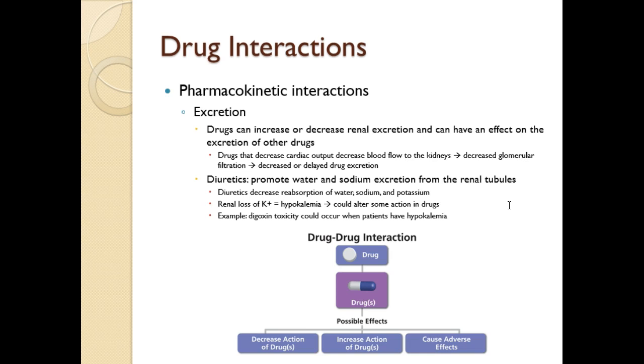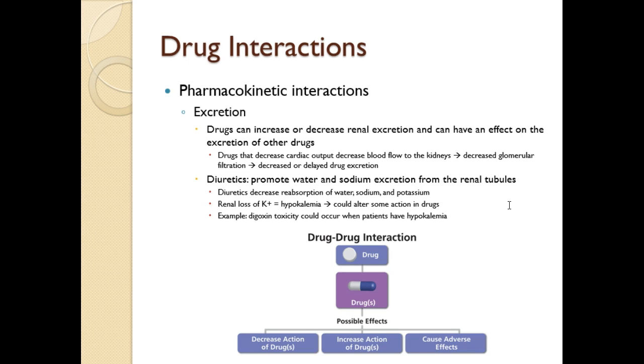We stopped here. So we were talking about drug interactions and we stopped at metabolism. So there's still the excretion part. So we'll start with that. Some drugs can increase or decrease excretion of drugs from the kidneys. For example, if a drug can decrease cardiac output to the kidneys, then that will also decrease the glomerular filtration, which would mean decreased or delayed drug excretion.